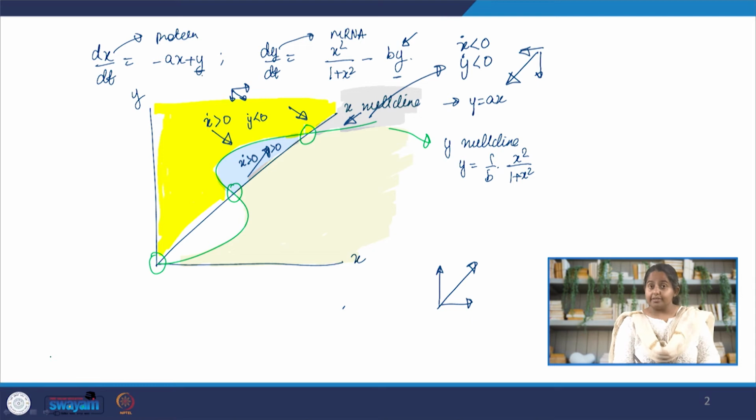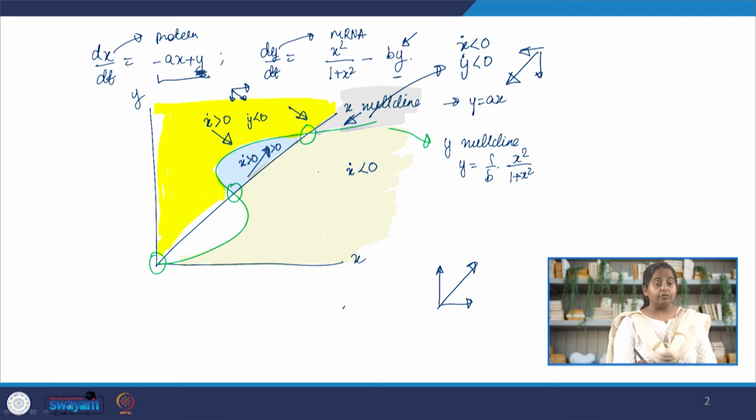Okay, so in this warm gray region, we are below both the x and y null clines. Now since we are below the x null cline, it means y is less than what it needs to be for the x null cline to be 0. So what it means is that dx/dt is going to be negative. So the derivative of x with time is going to be less than 0.